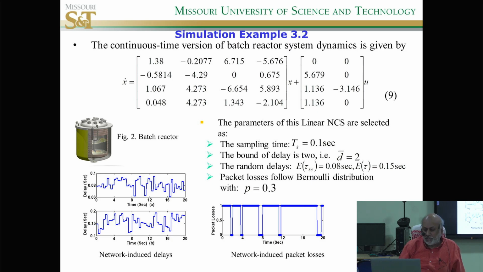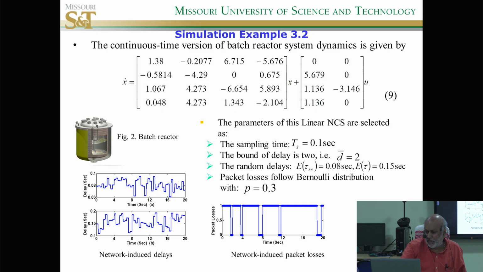So it's a batch reactor. You can see in the batch reactor I have the A matrix. Here is the B matrix. This is continuous time. Now we have incorporated the network effects. You see the delays? This is the random delay. You see that this is for the other one. So we assume the sampling interval is 0.1 second. The bound on the delay is 2, d bar equal to 2.